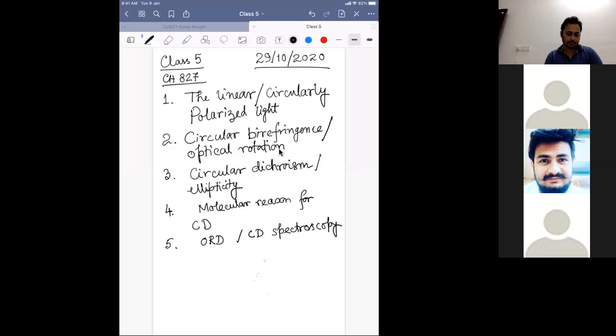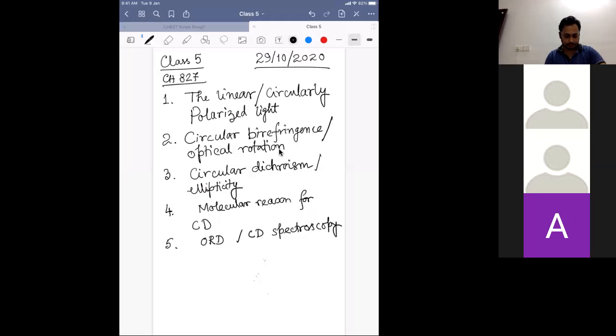Yes, Somnath. I wanted to know that due to difference in absorption, we see the ellipticity, but in case of optical rotation, we see the difference in velocity of light. So how are they related to each other?